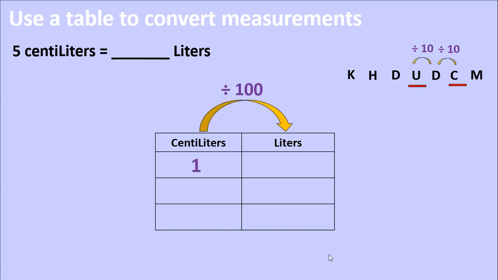1 centiliter divided by 100 is 100 liters. 2 centiliters divided by 100 is 200 liters. And 5 centiliters divided by 100 is 500 liters. So 5 centiliters equals 500 liters.